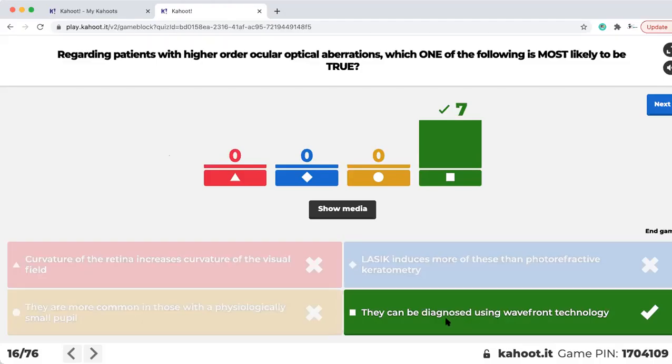And they can be diagnosed using the wavefront technology, and this is the correct answer. So there are devices called aberrometers that are able to detect the higher order aberrations.